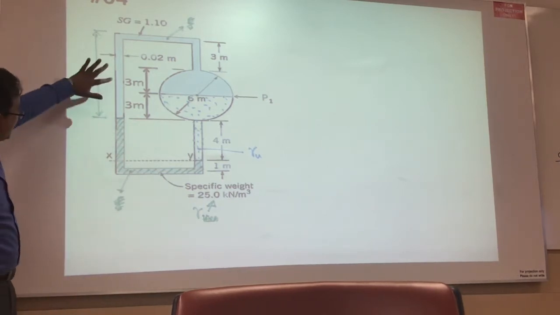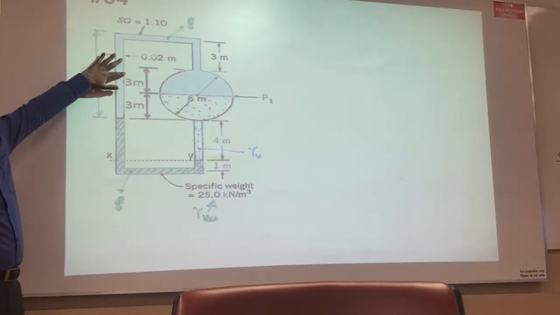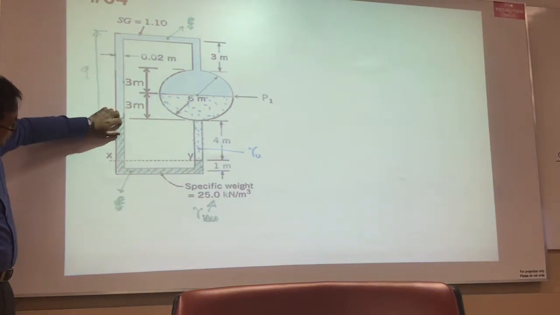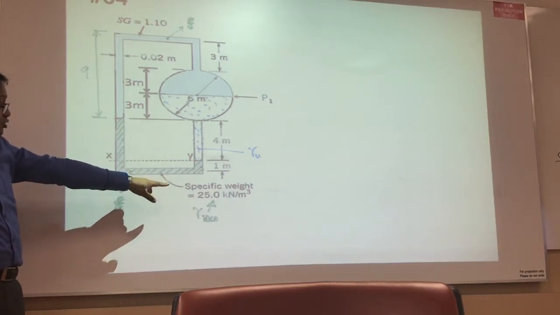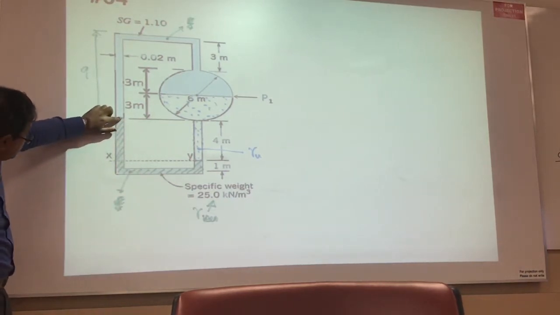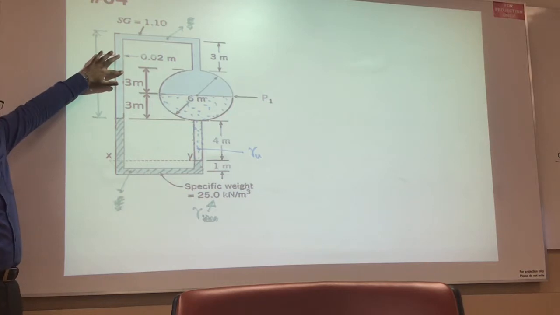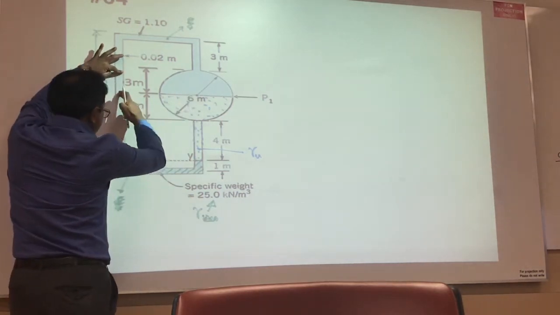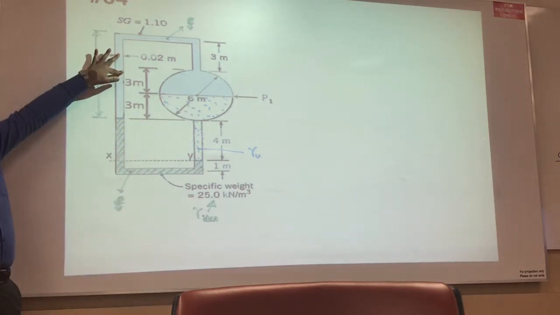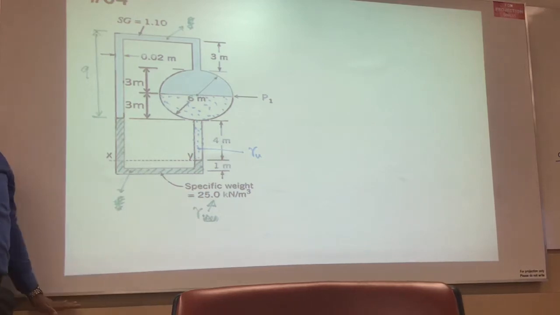If there is a different fluid, the pressure is different. For example, this fluid's specific weight is 25 kilonewton per meter cube. If the position is here, it is different. In that case you cannot say this pressure and this pressure are the same. Never. Impossible. It should be the same fluid and the same height. Two together, not one. This is the concept.